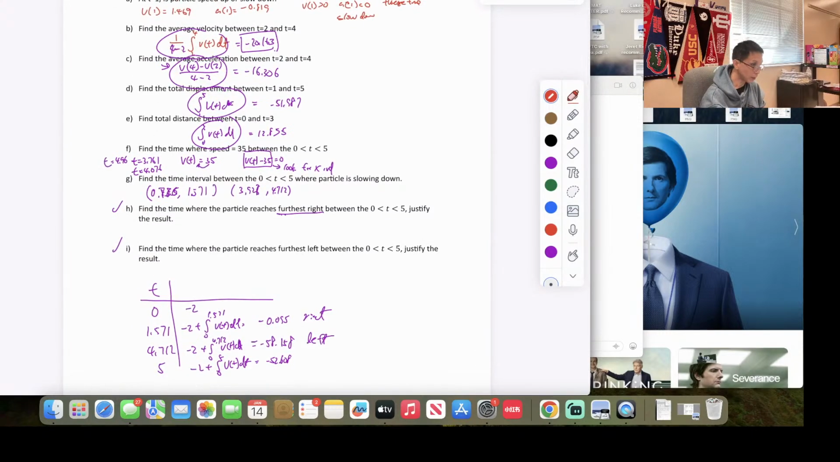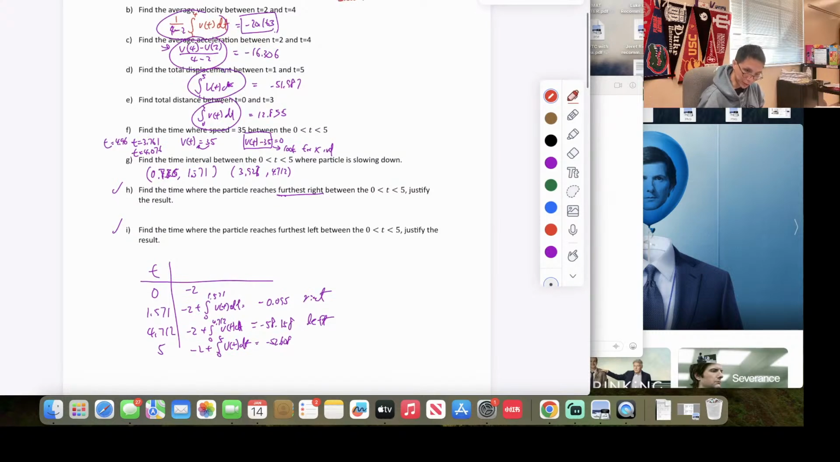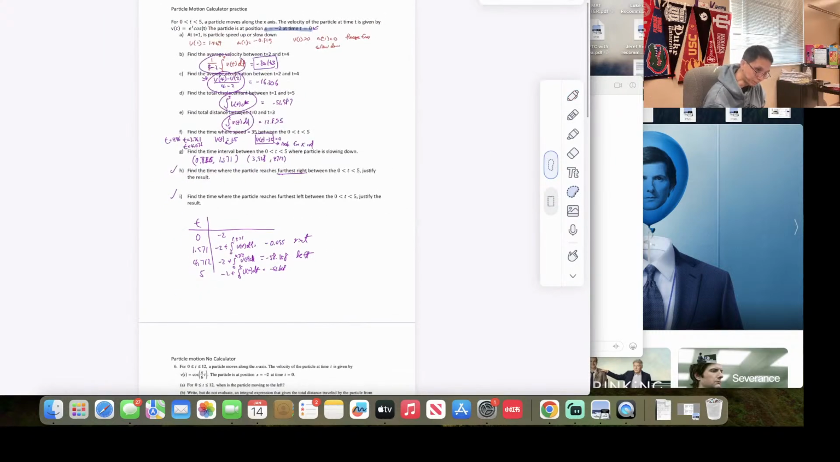Uh-huh. For B and C, why is B taking the integral of velocity while C you're doing velocity? You're supposed to know that, but I'll go over all of the questions. All right, so let's go through all the questions here. And I'm going to show you how to use the calculator on all of them.